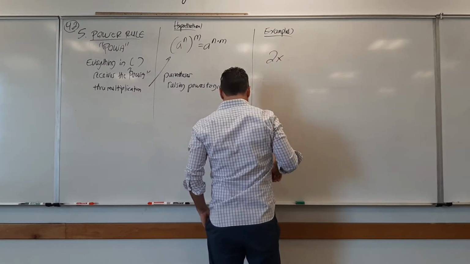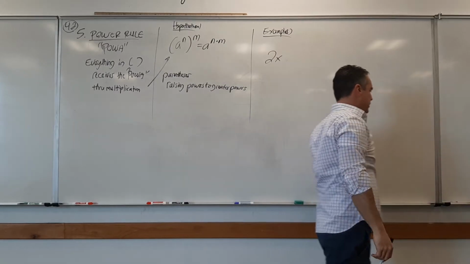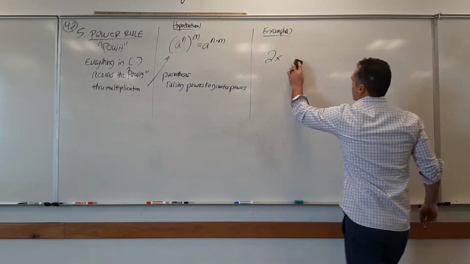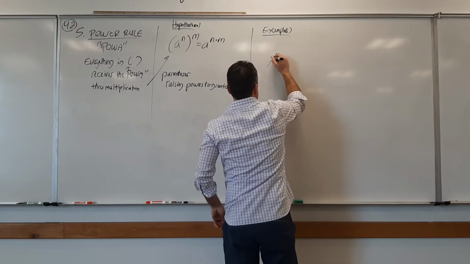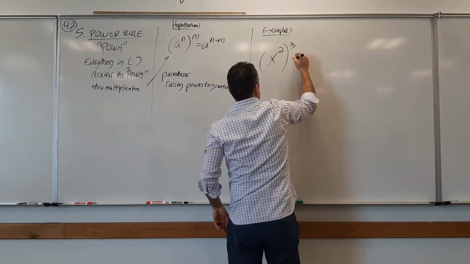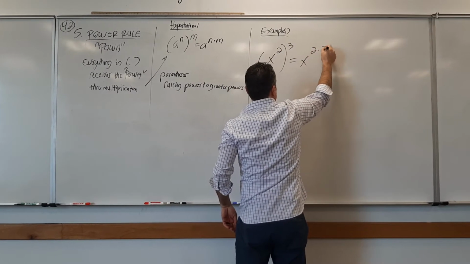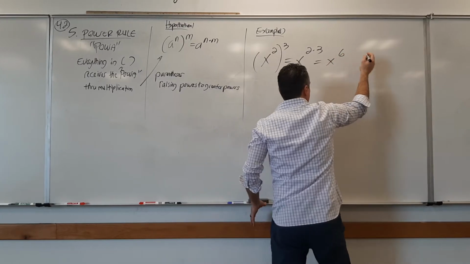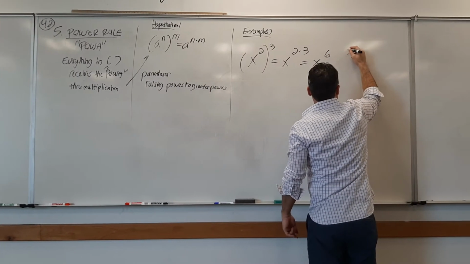In fact, let's do this first. Let's go really simple. X to the second to the third equals x to the 2 times 3, which equals x to the 6. Let's go and do our myth buster right here. It's not really that big of a myth.